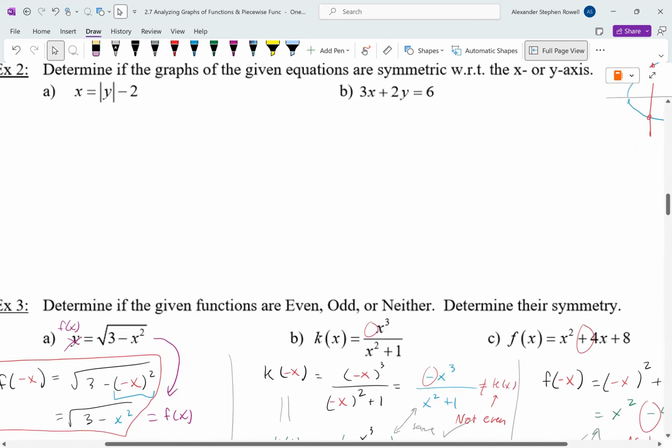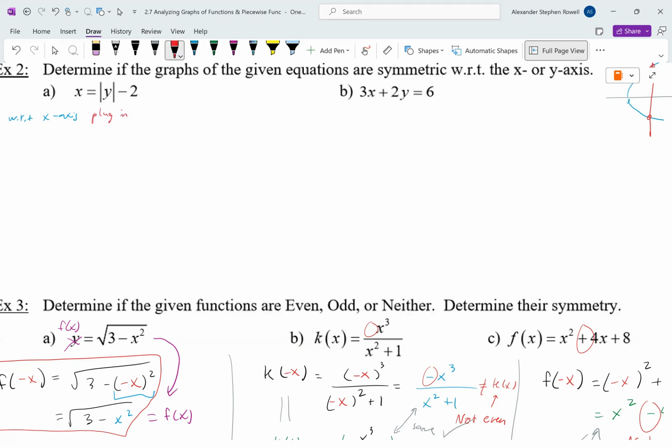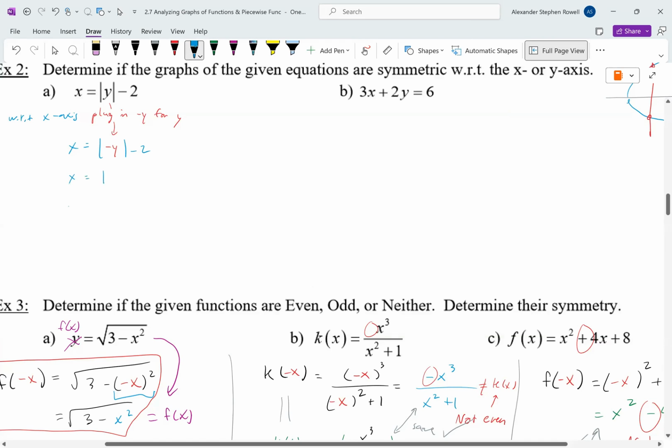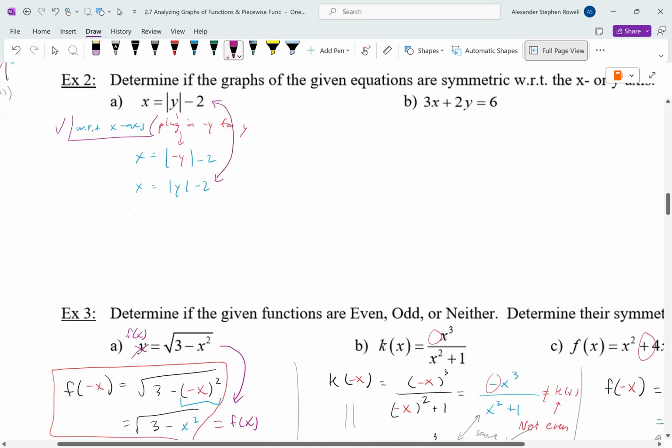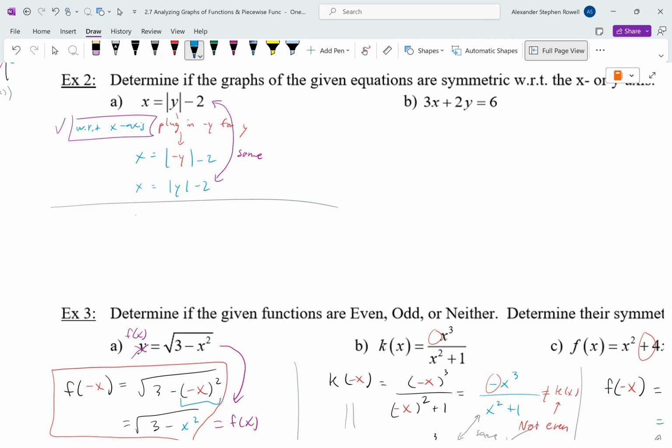Okay, so how do I test these? Let's test symmetric with respect to the x-axis first. These would have the same x value. We're going to plug in negative y for the y value. So I'm going to have x is equal to absolute value of negative y minus 2, and the absolute value of negative y, x is equal to absolute value of y minus 2. Because these are the same, it is in fact symmetric with respect to the x-axis. Okay, how do we check if it's symmetric with respect to the y-axis? We plug in negative x for x.